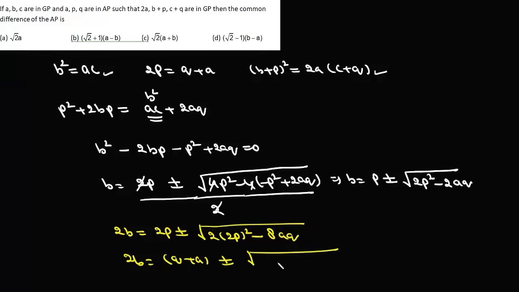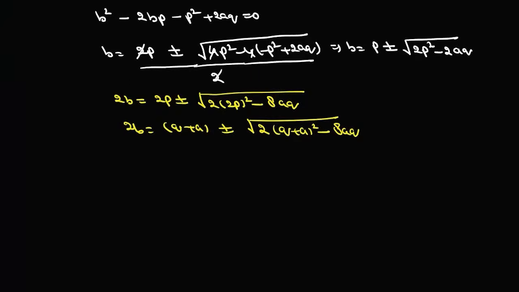Now 2P is Q plus A, so it will be 2B equals Q plus A plus minus under root of 2 into Q plus A whole square minus 8AQ. Or we can write 2B equals Q plus A plus minus, we'll take root 2 common, and then it will be Q plus A whole square minus 4AQ, and that will be Q minus A whole square. There will be root 2 into Q minus A.